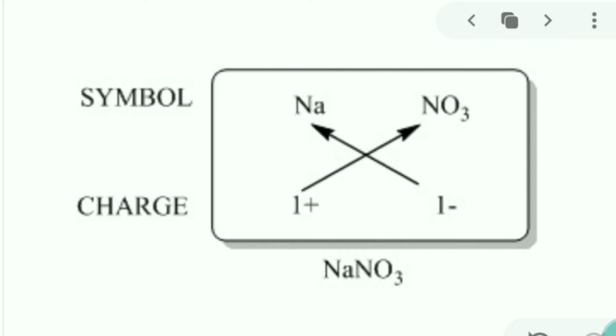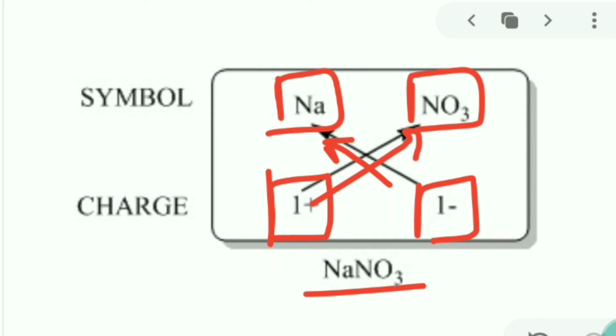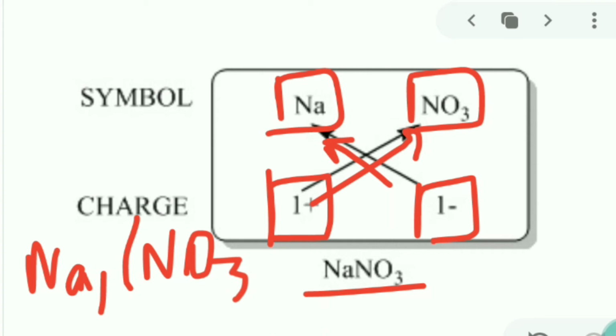Moving ahead, we have sodium nitrate. Again the first step is to write the cation first, followed by the anion. Next we write their charges, +1 and -1. After crisscrossing, we have NaNO3. See students, if both have valency 1, we do not write it. No need to write Na1, NO3 1 in this manner. Simply we can write NaNO3 if both have valency 1.